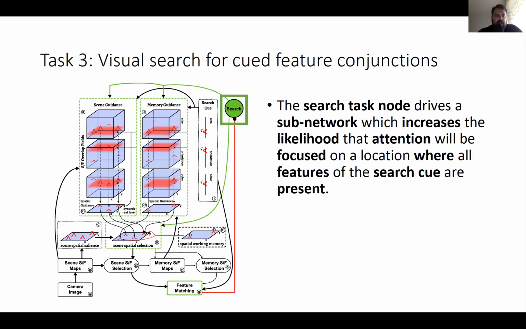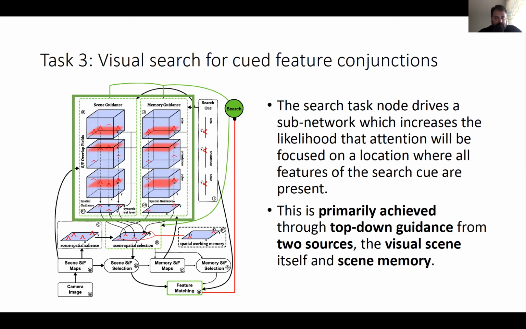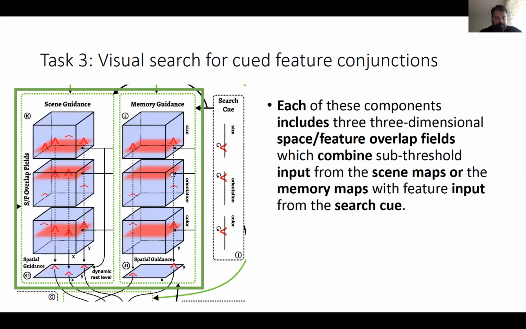Okay, the last task is to find the queued object. So the third task node increases the likelihood that attention will be focused on the location where all the features are present. This is primarily achieved through top-down guidance from two sources: the visual scene itself, called the scene guidance, and from scene memory, called memory guidance.